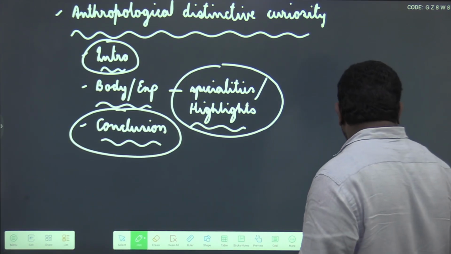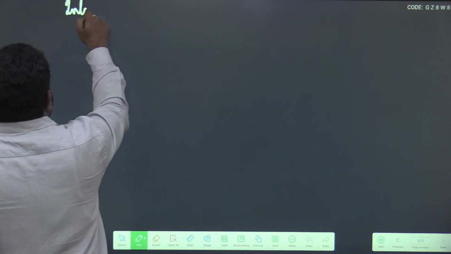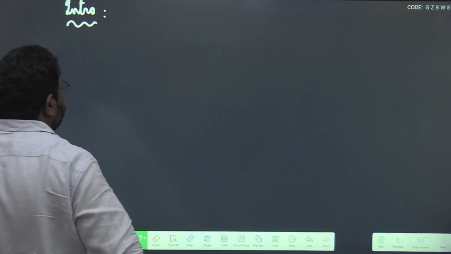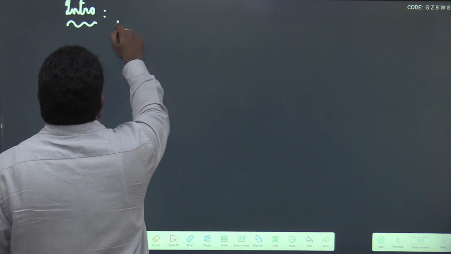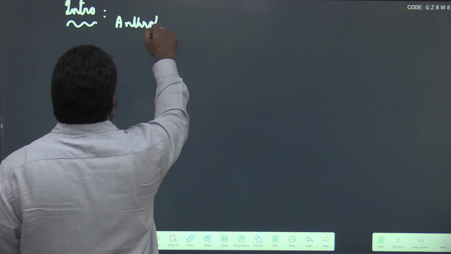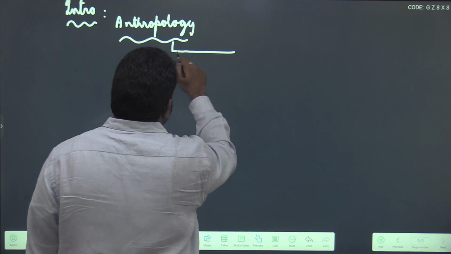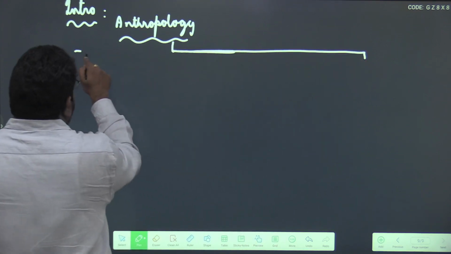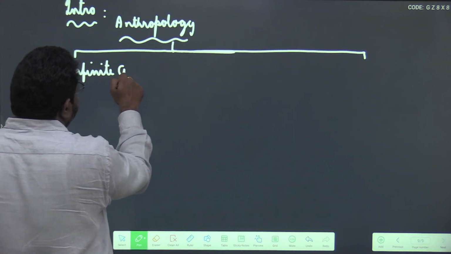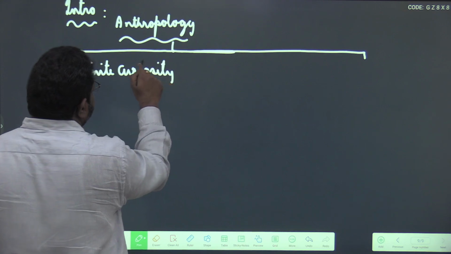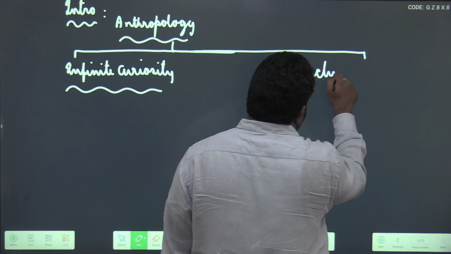So what is so special about anthropology? What are the key things about anthropology? So in the introduction you can write, in the lines of the demand of the question, anthropology has two perspectives. One is infinite curiosity, and then you have distinctive curiosity.